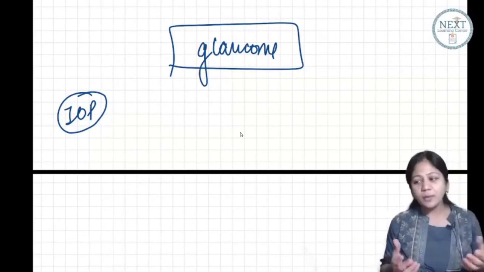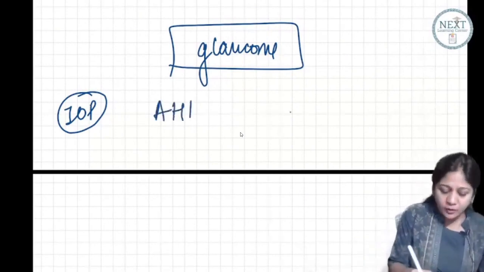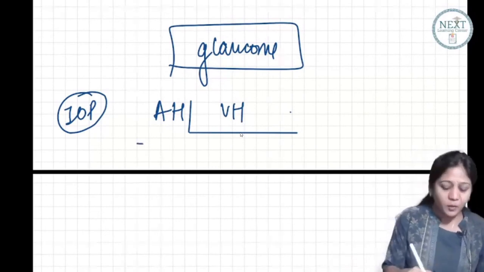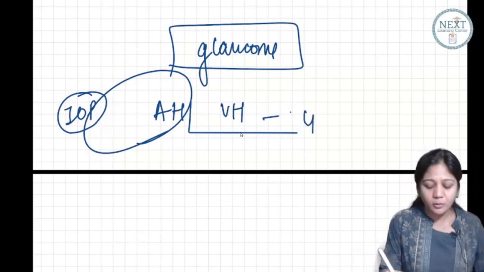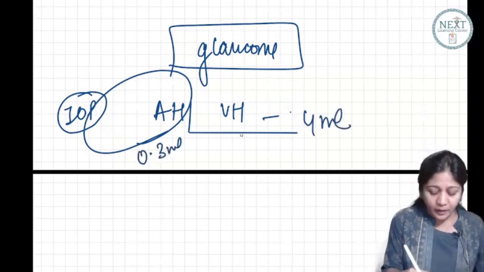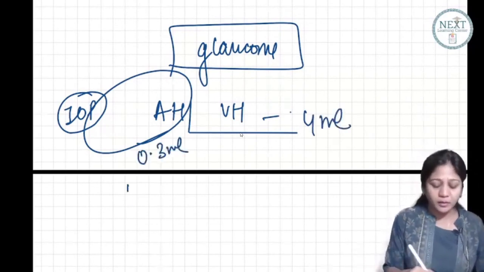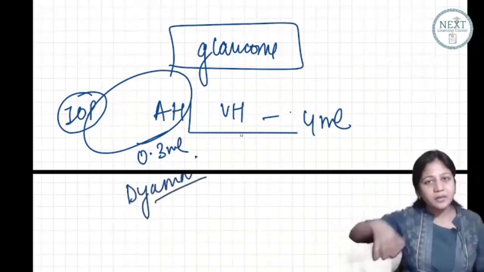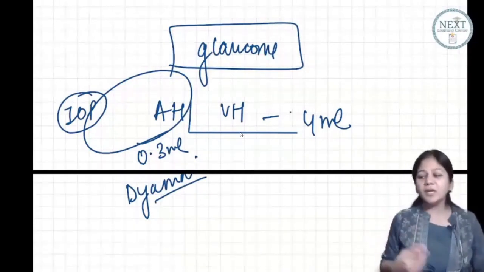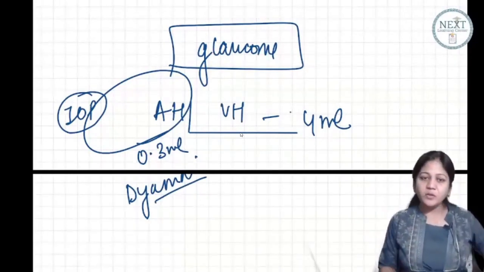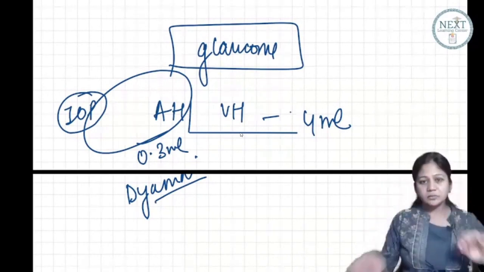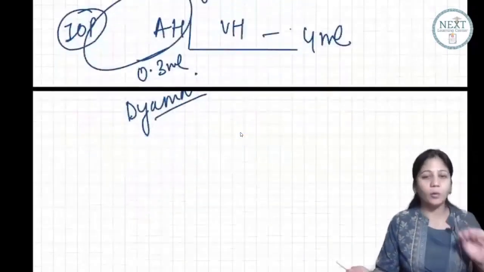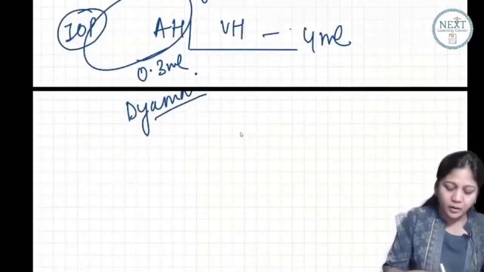Now, which is more important, aqueous humor or vitreous humor? Aqueous humor is more important, though the volume of vitreous is more. But still aqueous humor is more important because it is a dynamic component. It is continuously being secreted, it is continuously being drained. Understood? Vitreous volume is fixed since birth. So it is the dynamic component which determines the IOP mainly. Now, you should know first of all the basics.